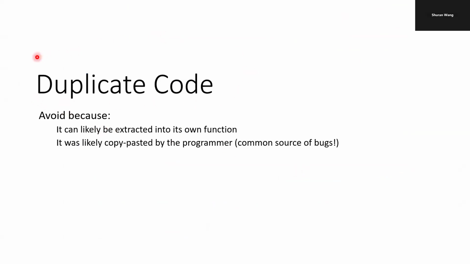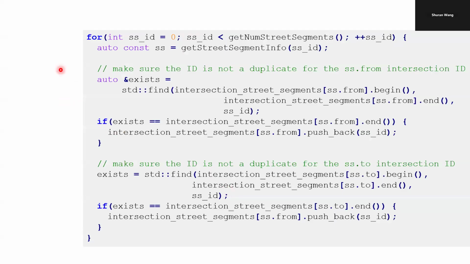Duplicate code. Always avoid duplicate code, and try to extract it into its own functions, because it's likely copy-pasted by the programmer. And if you fix the bug in one of the copy-pasted pieces and you didn't fix the others, that's a common source of bugs.